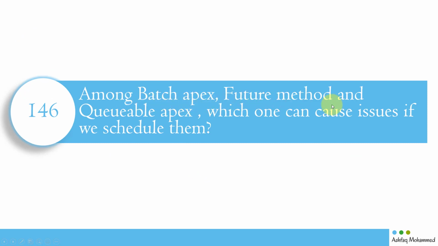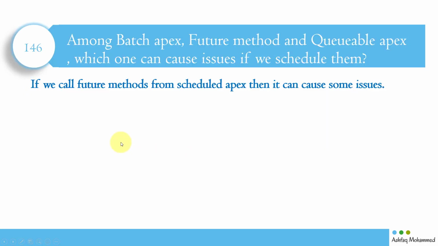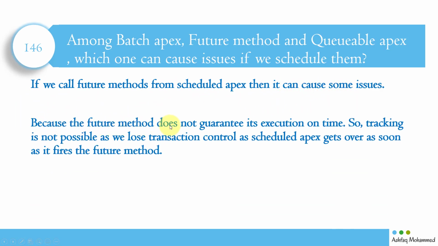Among batch Apex, future methods, and Queueable Apex, which one can cause issues if we schedule them? Look, the system doesn't stop you from scheduling them, but what will be the problems? If we call future methods from the schedule Apex, it can cause some issues, because the future method does not guarantee its execution on time. A future method runs on a different thread, or I would say a different transaction, if you use Salesforce terminology.